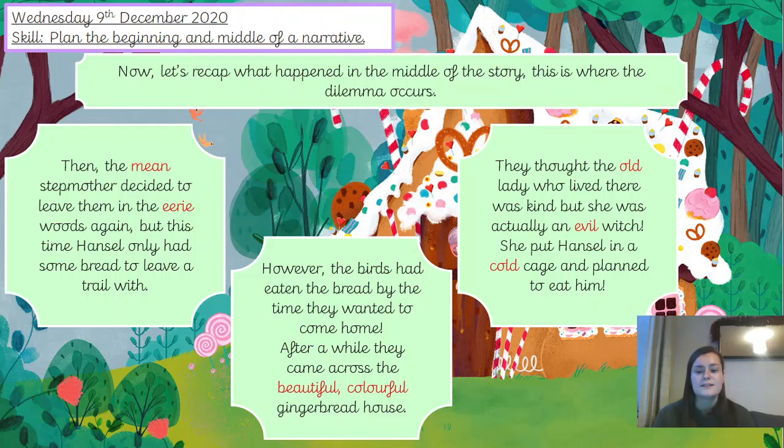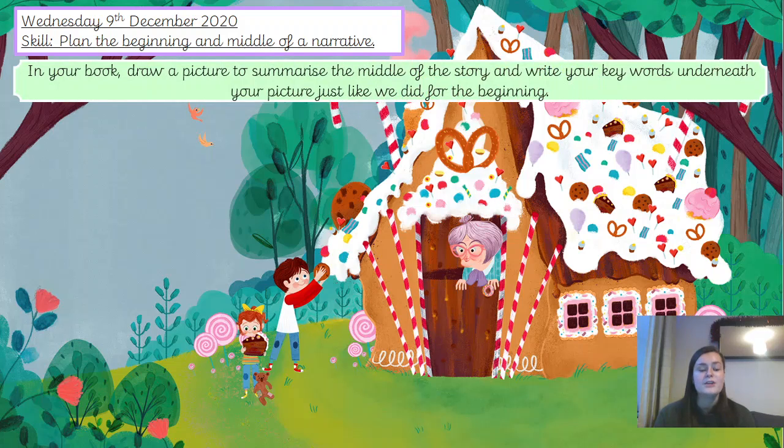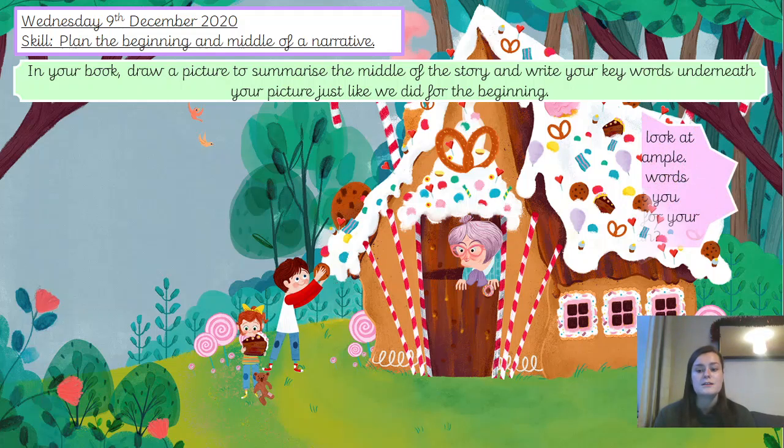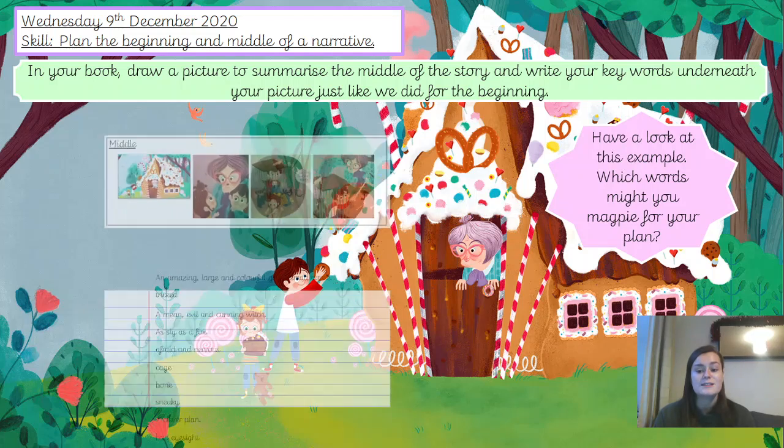Oh dear. Okay. So just like we did for our plan for the beginning, you are going to draw a picture or pictures to summarise what happened in the middle of the story and write your keywords underneath it. So let's have a look at this example.